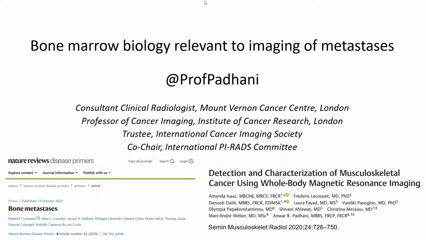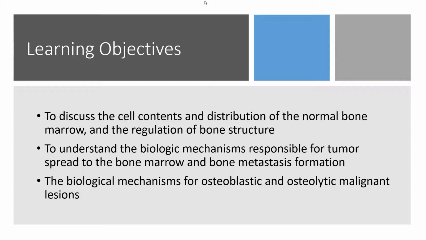Hello, everybody. Over the next few minutes, we will discuss bone marrow biology that is relevant to the imaging of bone metastases. So we will discuss the cellular content and distribution of the normal marrow and the regulation of the bone structure in order to develop an understanding of the biological mechanisms responsible for the spread of tumors to the bone marrow space and the formation of bone metastases, and we will briefly look at the biological mechanisms responsible for osteoblastic and osteolytic metastatic deposits.